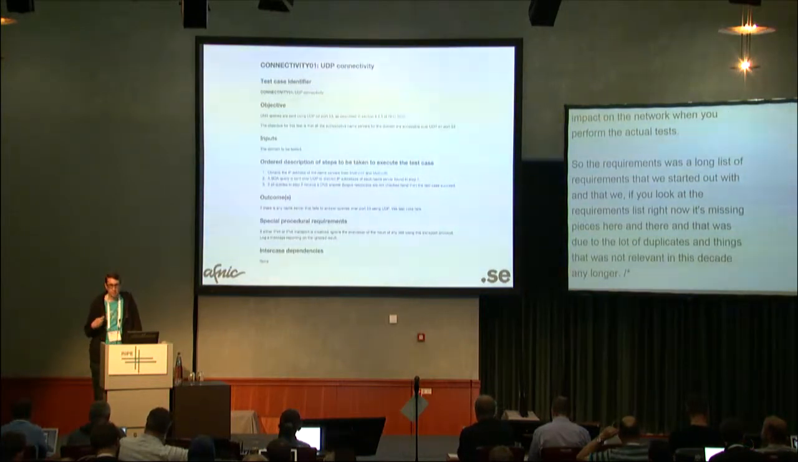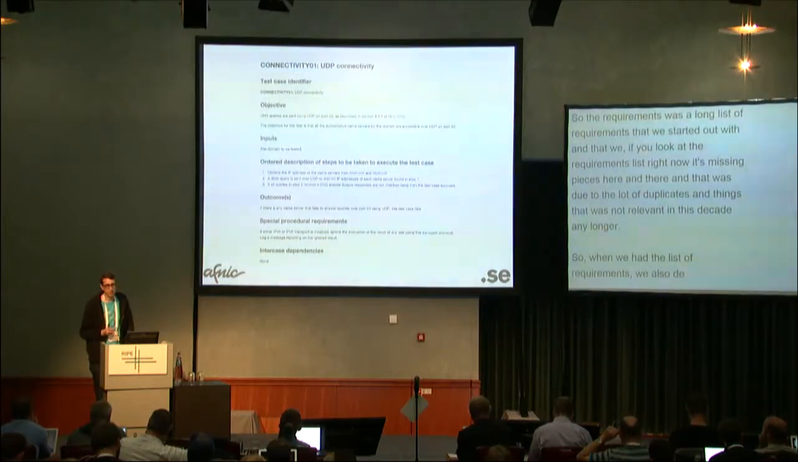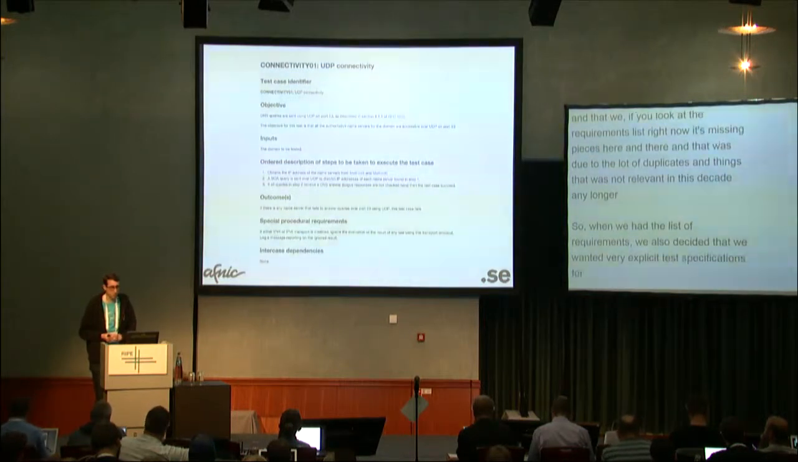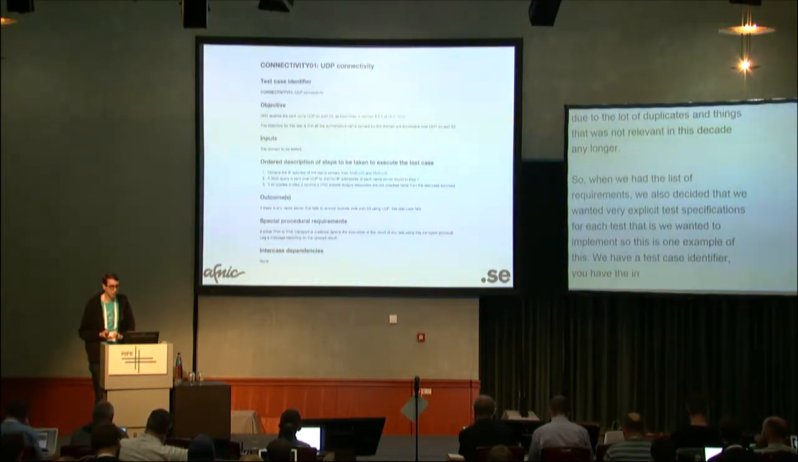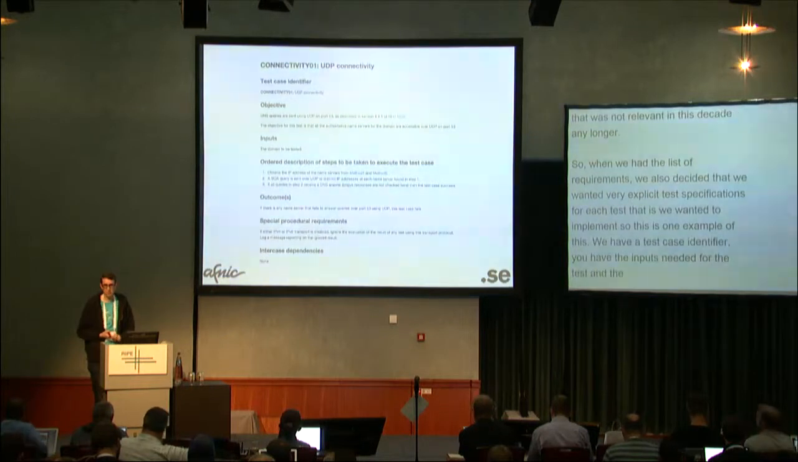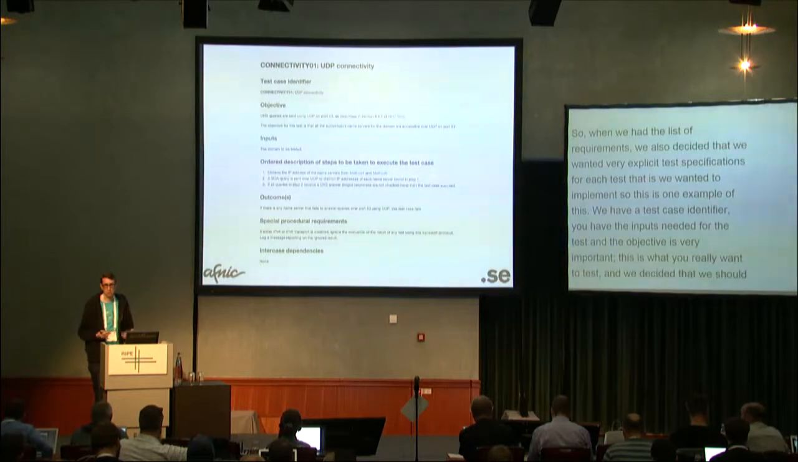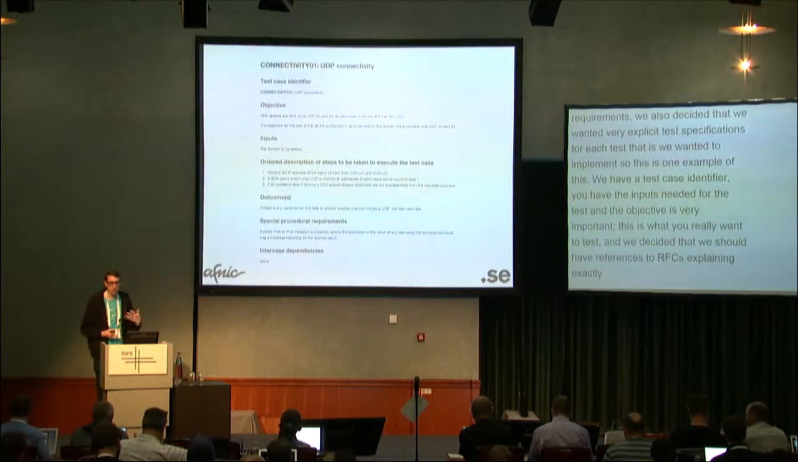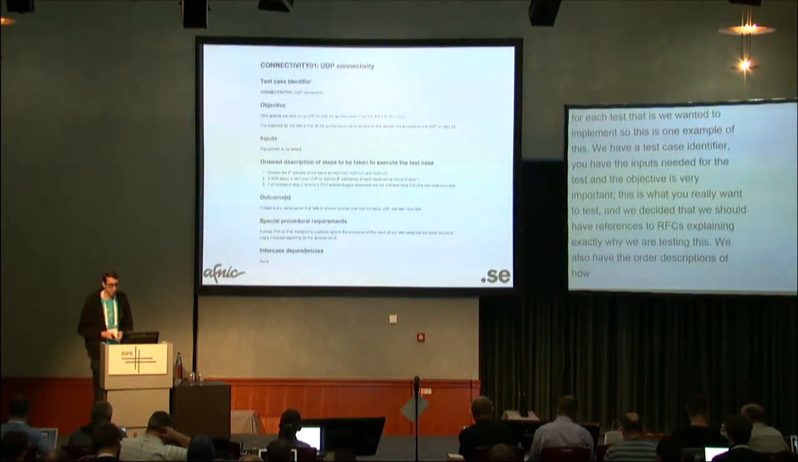When we had a list of requirements, we also decided that we want very explicit test specifications for each test that we wanted to implement. So this is one example of this. You have a test case identifier. You have the inputs needed for the test, and the objective is very important. This is what you really want to test, and we decided that we should have references to RFCs explaining exactly why we are testing this. They also have the ordered descriptions of how you're testing the objective.